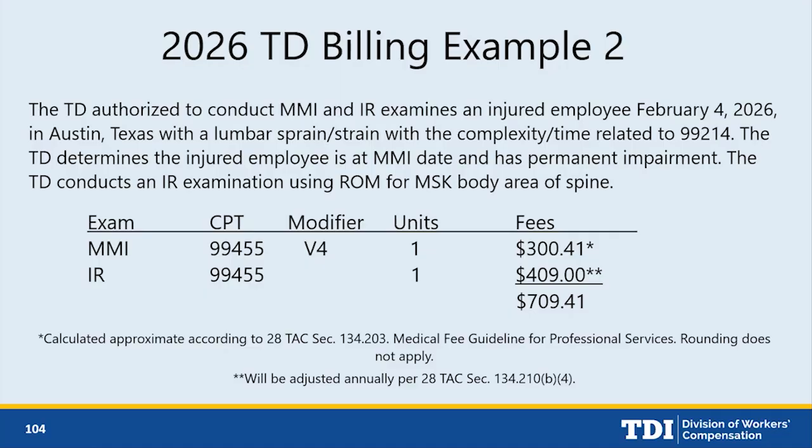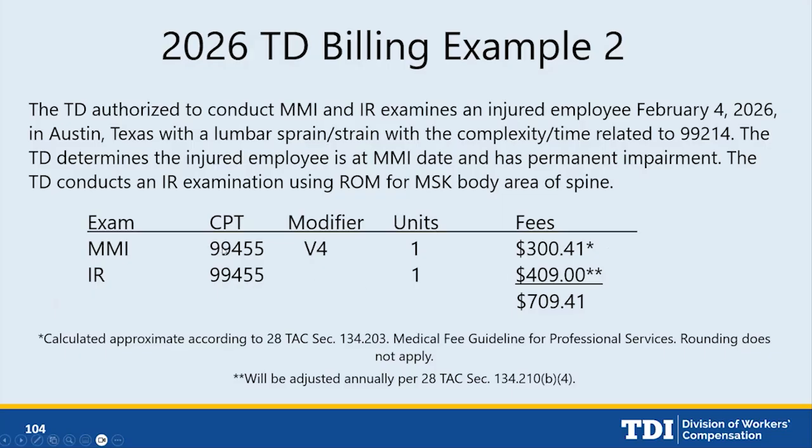Modifiers related to that 99214 CPT code for the complexity or the time spent on that exam. So calculated out for a non-network injury for someone in Austin, the exam was in Austin, Texas, and it's going to be $300.41 approximately. And the impairment rating portion of the bill would be one body area for $409.